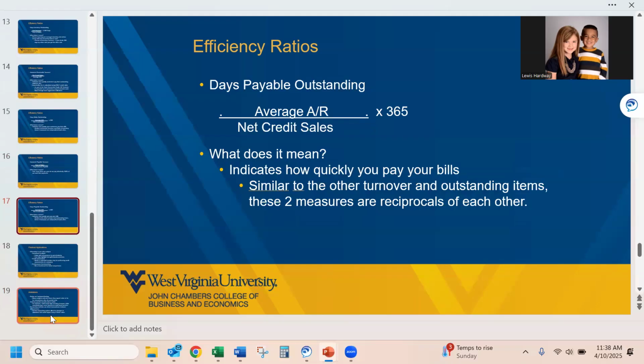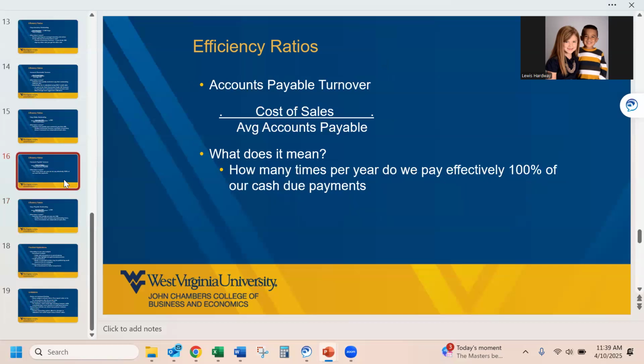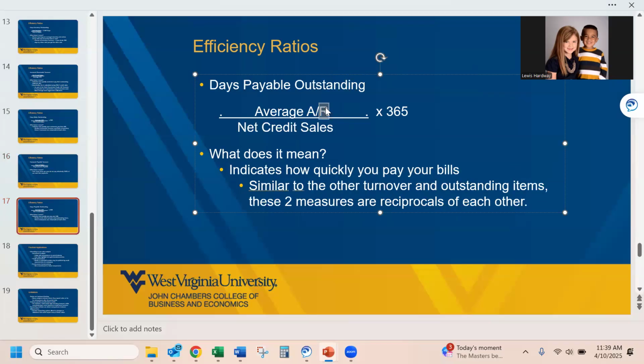Just like all the others, the opposite of that is days payable. Again, you're just flipping the accounts. Oh, I didn't change the formula. I was obviously duplicating tabs, so it should be average accounts payable over cost of sales. So sorry about that. Let's do average accounts payable over cost of sales. Sorry about that.